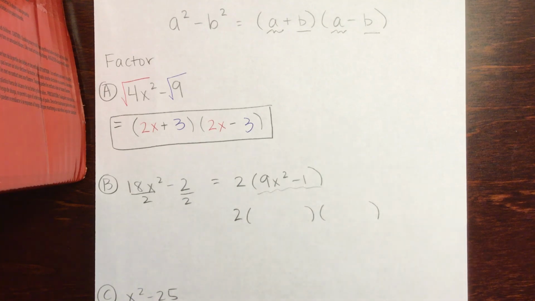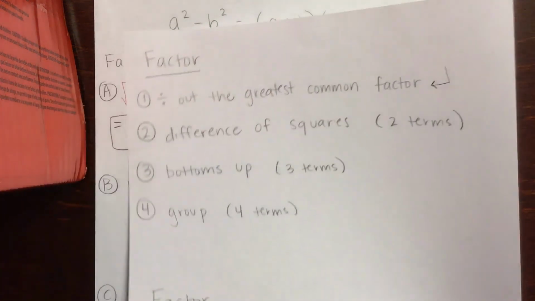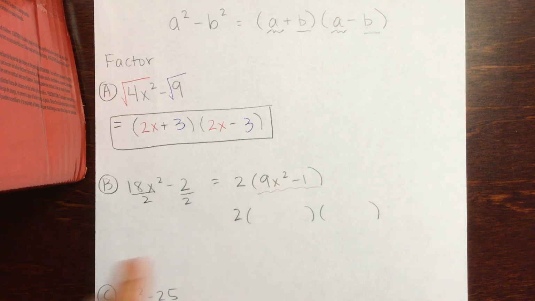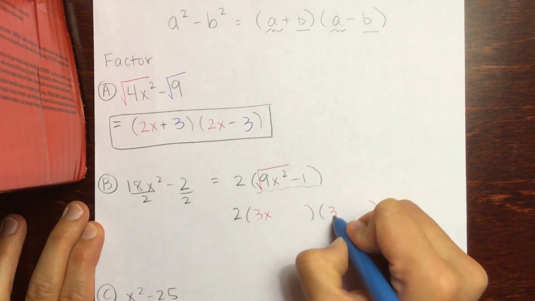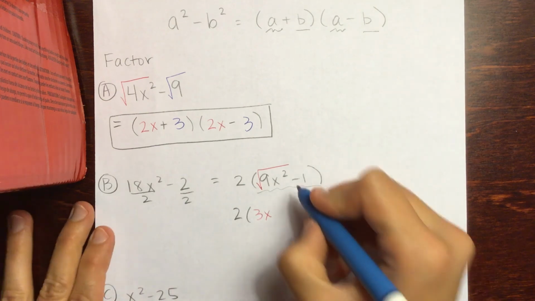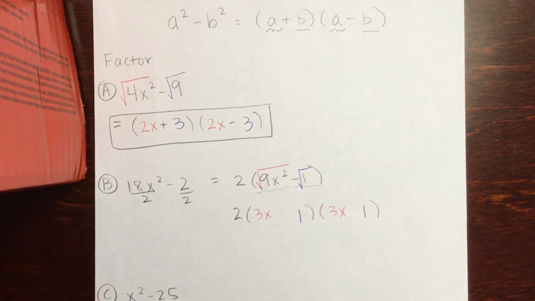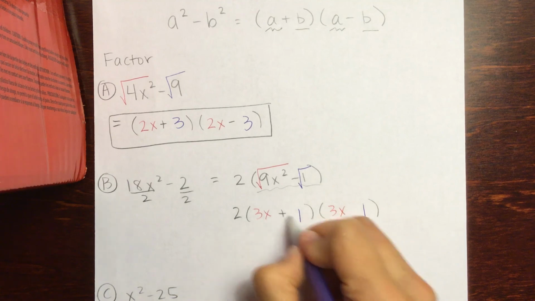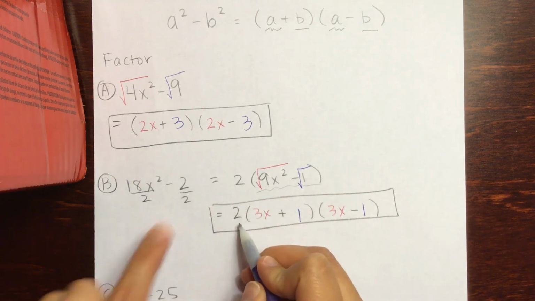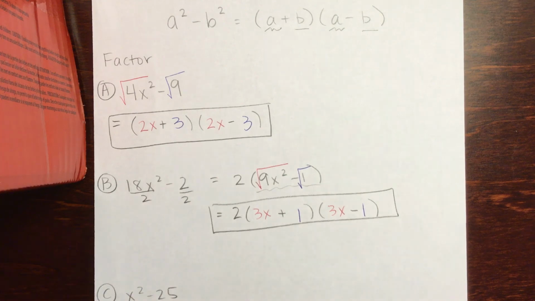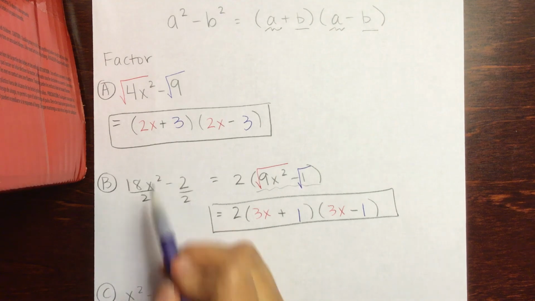down even further. You should always double check to make sure that you can't keep breaking things down using one of these four methods. Okay, let's square root 9x squared. Let's square root 1. And the pattern is to have one plus and one minus. Don't forget the original 2 that I pulled out front. You have to have all three pieces here, and you would multiply or distribute them all back together to get the original polynomial.